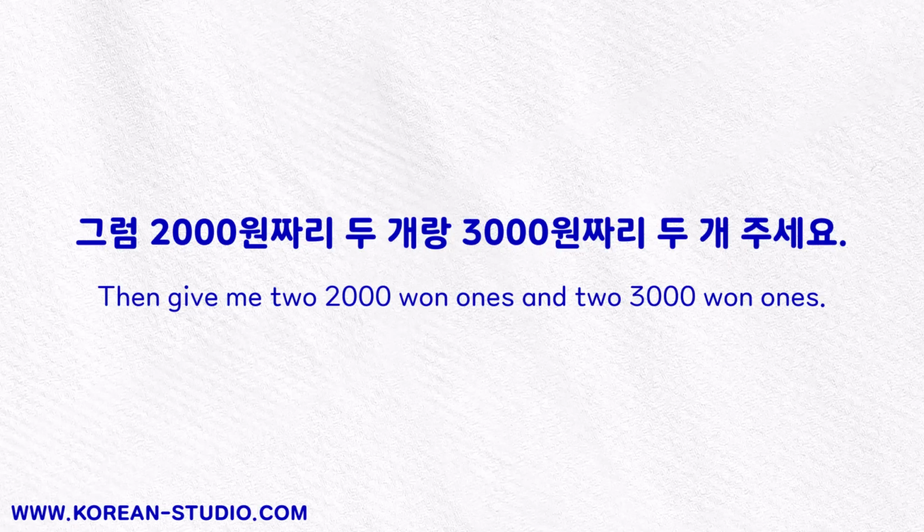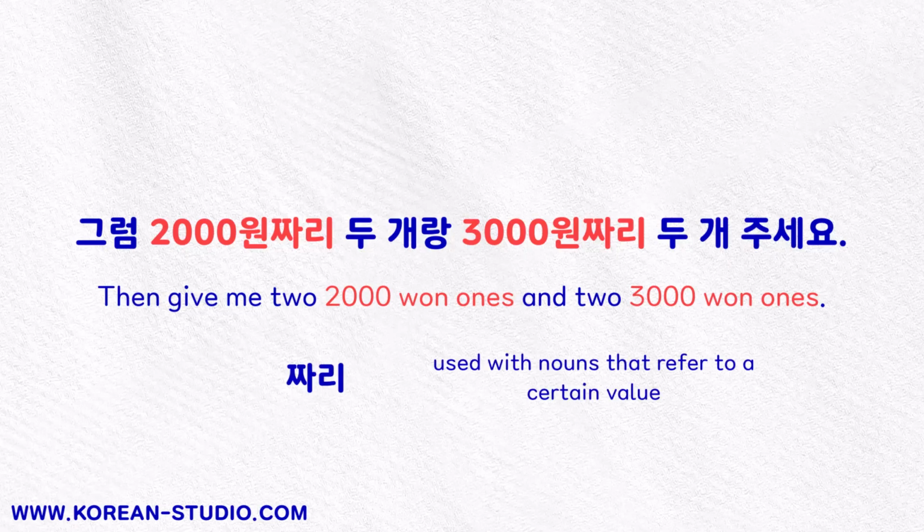The key word in this sentence is 짜리. 짜리 is used with nouns that refer to a certain value. So when we add 짜리 to a noun, it refers to something of such a number, amount, or value. So when we say 3,000원짜리, it means ones that cost 3,000 won. 그럼 2,000원짜리 2개랑 3,000원짜리 2개 주세요.